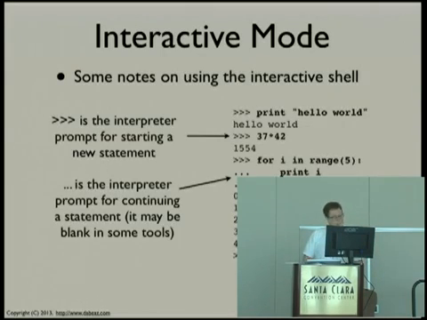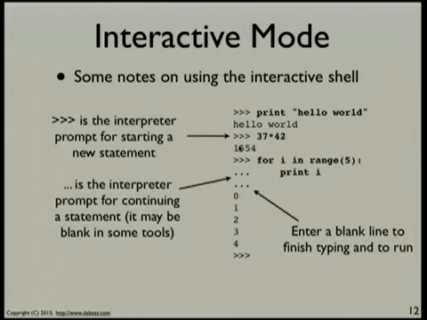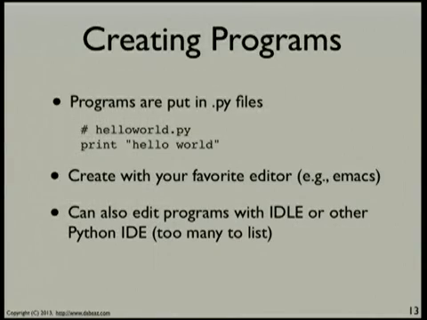A few little notes about the interactive mode. Triple greater than is just the prompt, Python telling you, hey, type a command. If you get triple dots or blanks and it's not doing anything, it usually means it wants you to keep typing what you started. It's saying you're on multiple lines, so keep typing. You do that and then hit a blank line to get it to run.